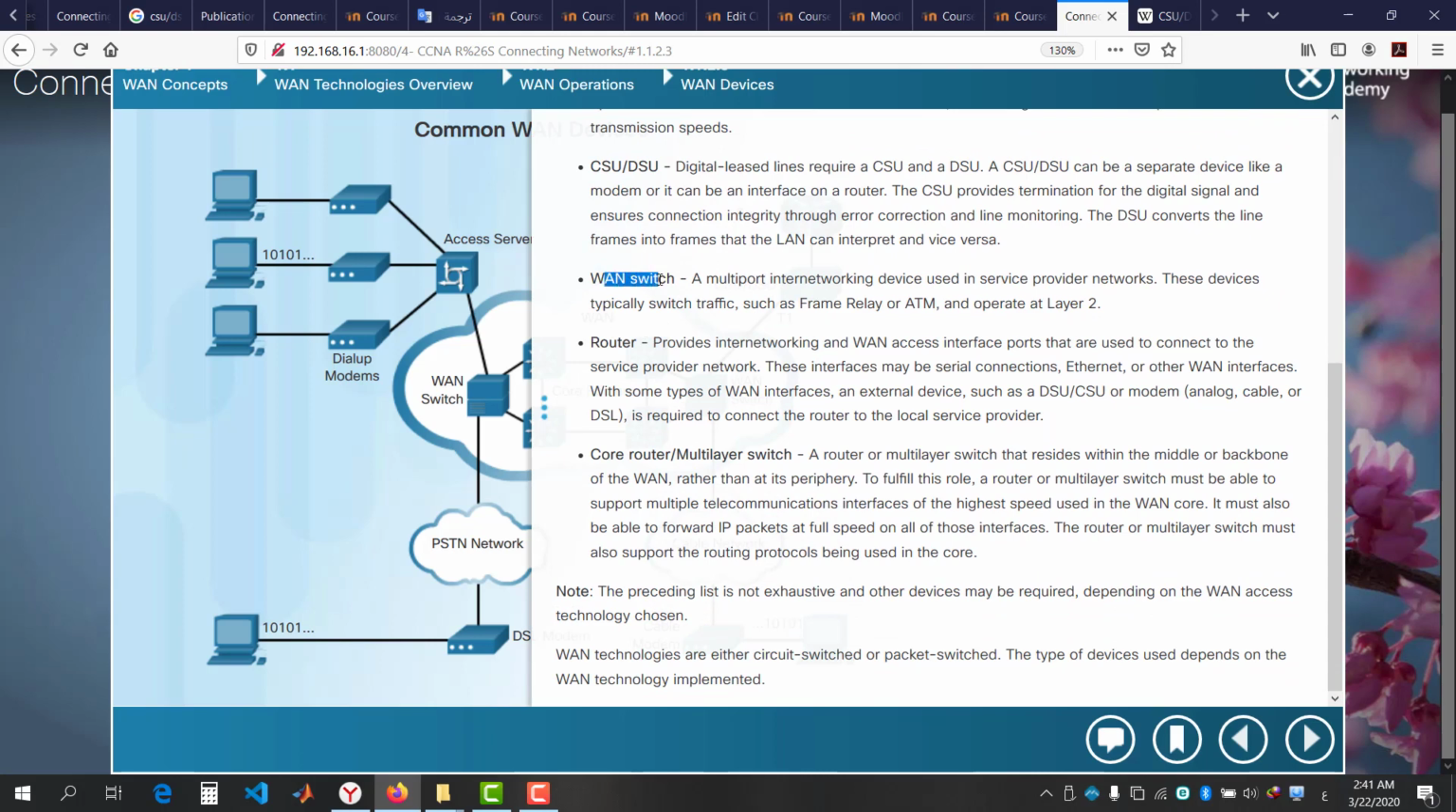Now we have the WAN switch. Where is it on the figure? This device is called the WAN switch. A WAN switch is a multi-port internetworking device used in the service provider network. These devices typically switch traffic such as Frame Relay or ATM, Asynchronous Transfer Mode, and operate at layer 2.